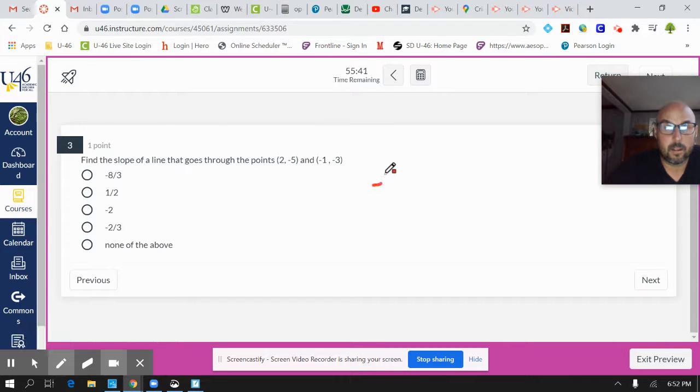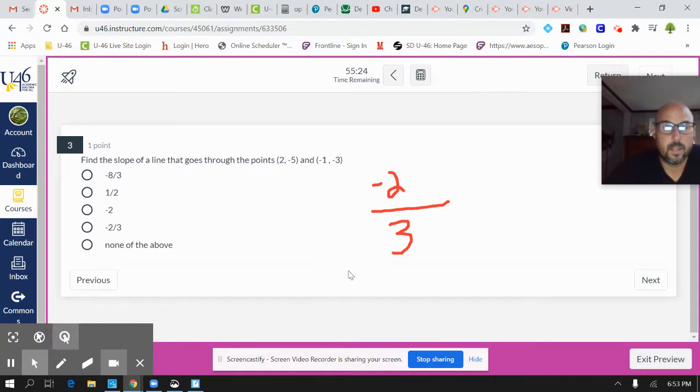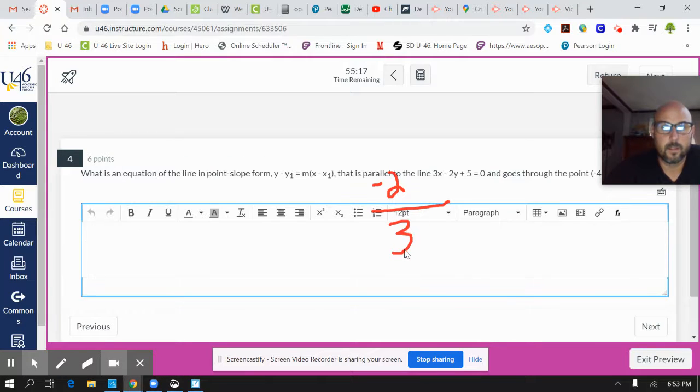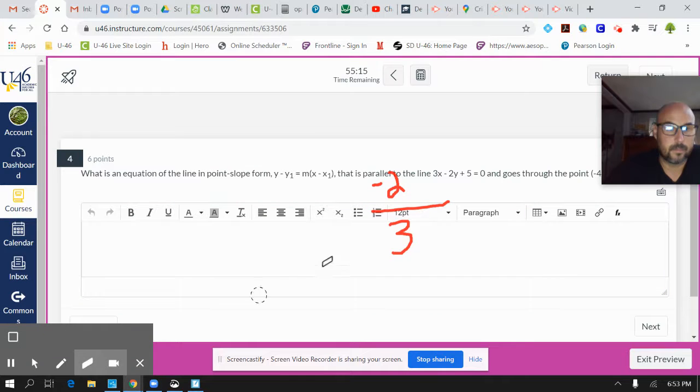Negative 2 is in my numerator. And then the denominator is x minus x. So 2 minus negative 1. 2 minus negative 1 is really 2 plus 1, which is 3. So my slope is negative 2/3, which is this option right here.